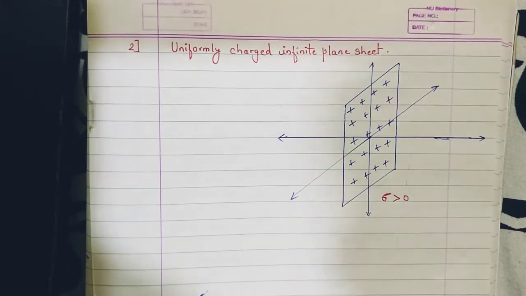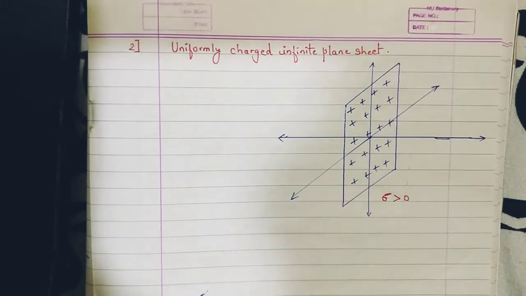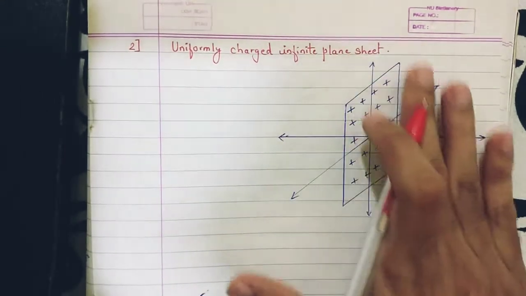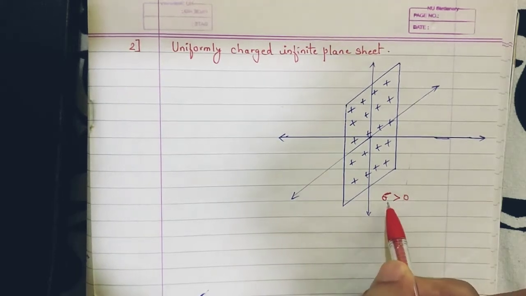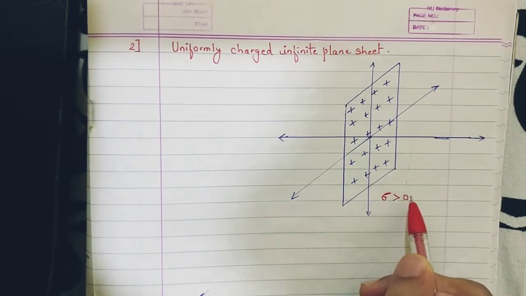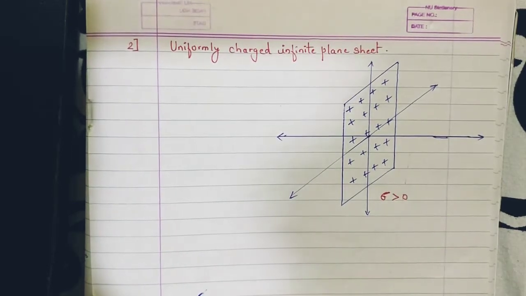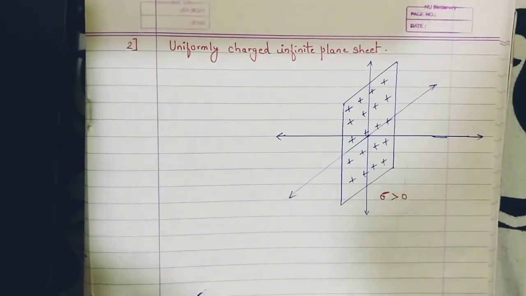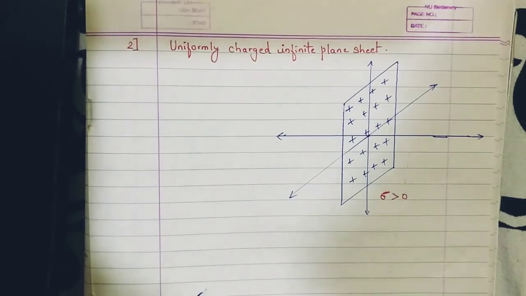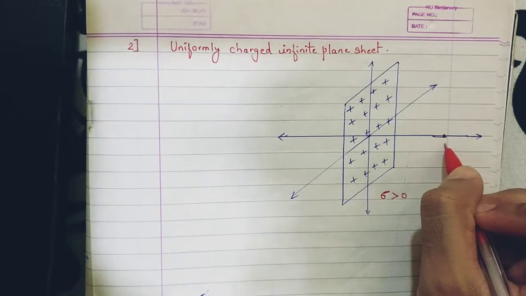Let us consider an infinitely large plane thin sheet of charge kept in the yz plane, having surface charge density sigma, which is greater than 0. It is kept in free space. Now let us consider a point P, which is our observation point, at a normal distance r from the plane, where we wish to find out the electric field. So let us consider that point P is over here.